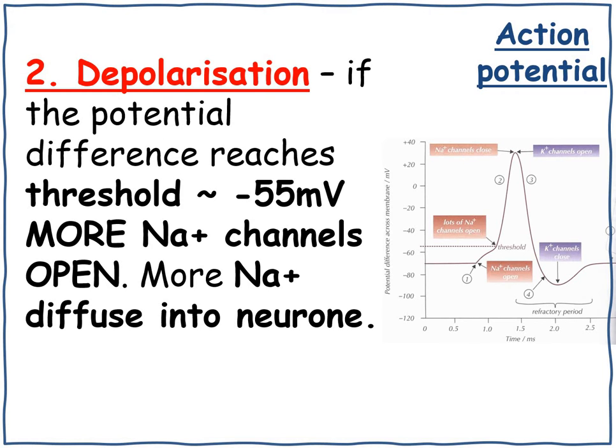Depolarization happens if the potential difference reaches a threshold value, approximately minus 55 millivolts, but you'll have to read off the graph in the exam question. At this point, after the threshold is reached, all the sodium channels open. Lots and lots of sodium channels open, so loads and loads of sodium ions diffuse into the neuron, eventually making it become positive. So that's when it's known as depolarized, when it becomes positive.